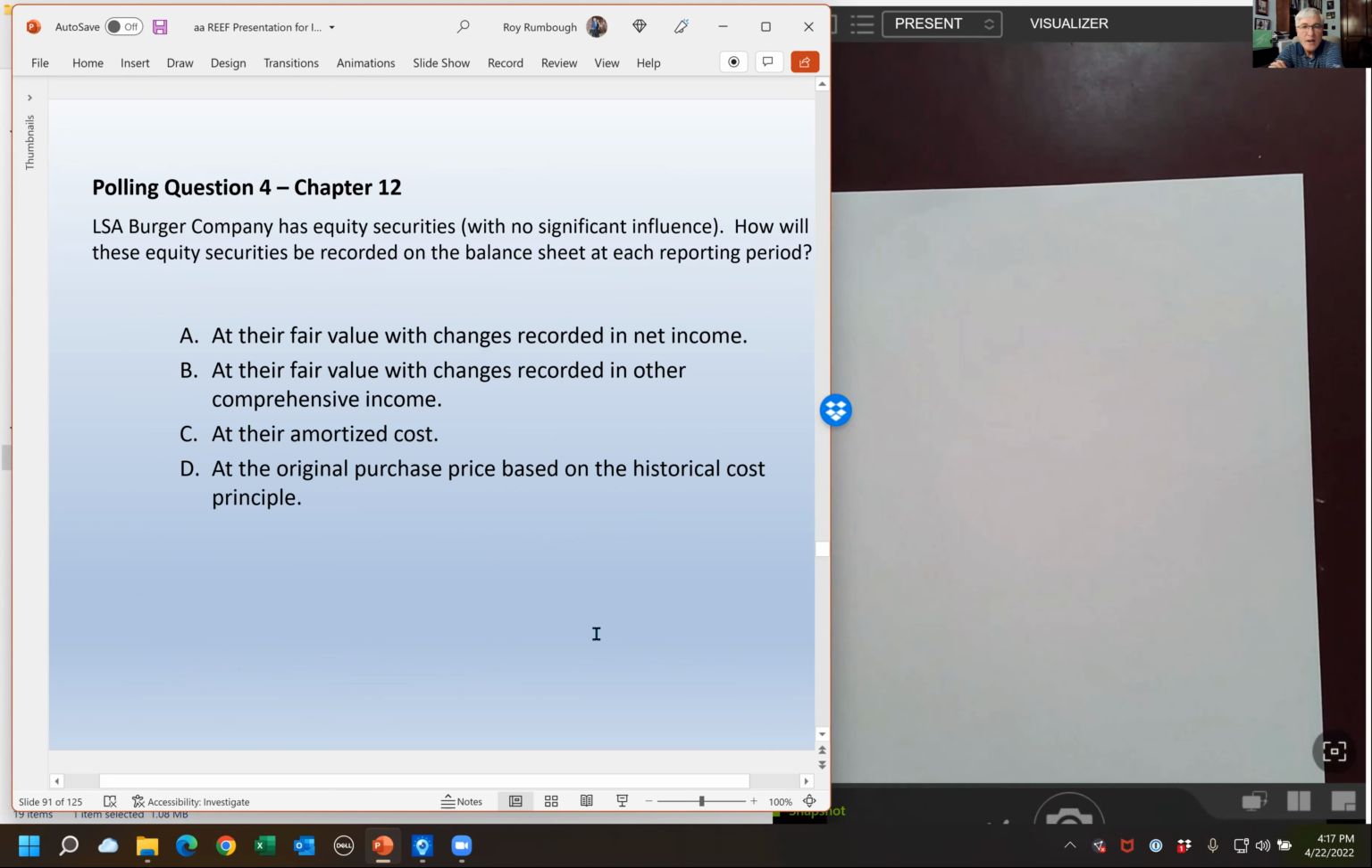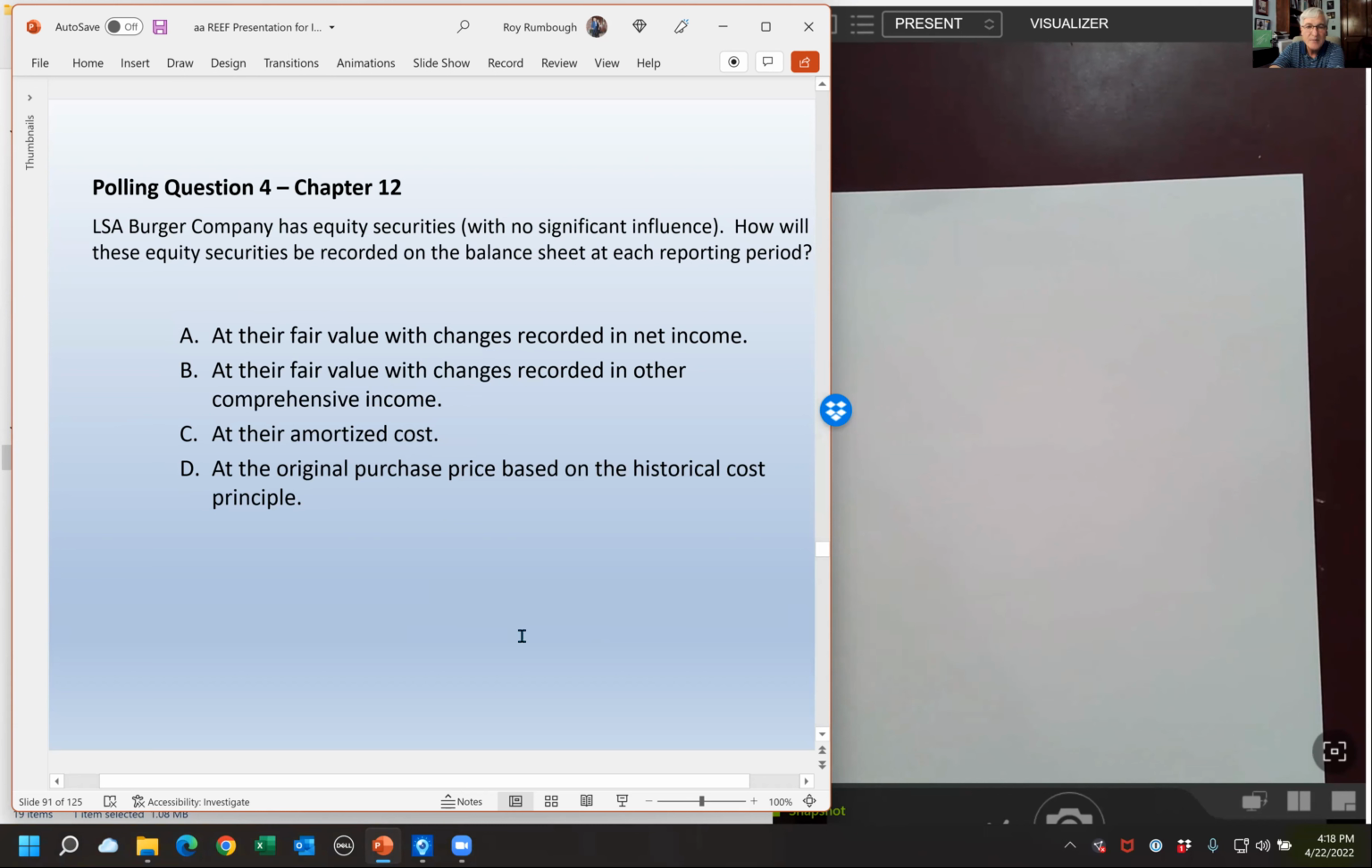Okay, so we have equity securities with no significant influence. Therefore, fair value is reflected in the balance sheet, and the changes in the fair value go to net income, not other comprehensive income. If you answered that one, you were thinking about available for sale debt securities. The equity is different, so keep this in mind. So it's at fair value with changes recorded in net income.